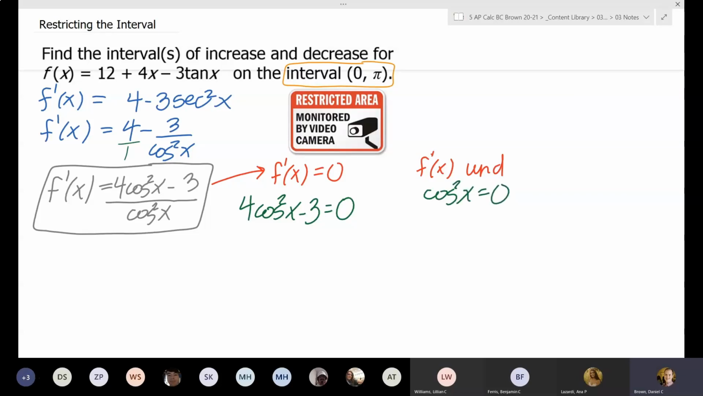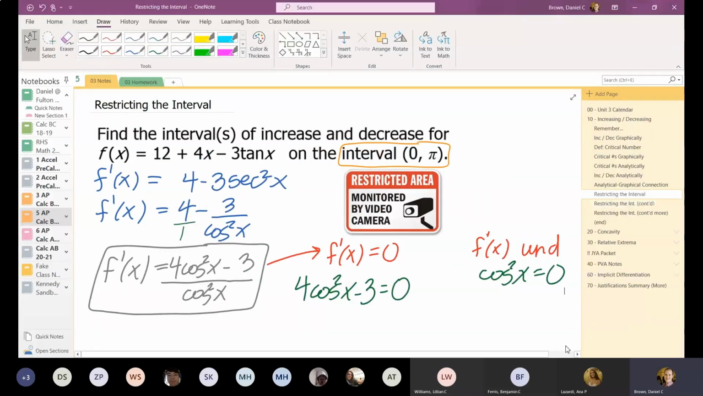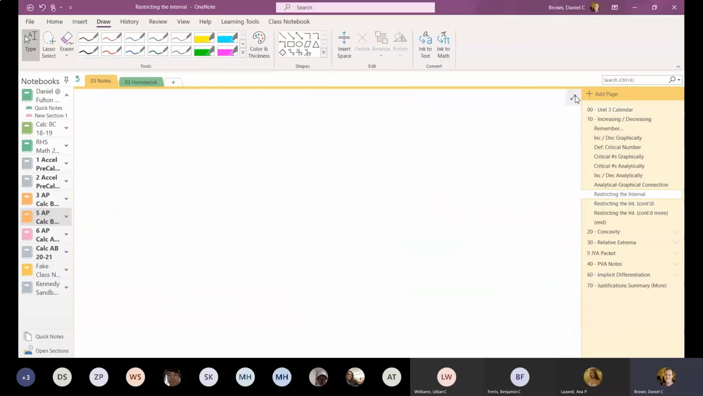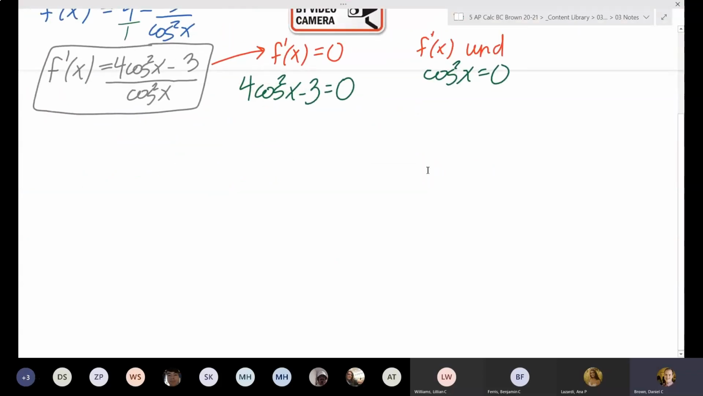And at this point, the calculus is over. This is now just a pre-calc problem, us solving some trig equations. So solving this one out, the first one I can add 3, divide by the 4. So cosine squared is equal to 3/4. Cosine is equal to the square root of 3 over 2. For this other one, take the square root. We still have when is cosine equal to 0.